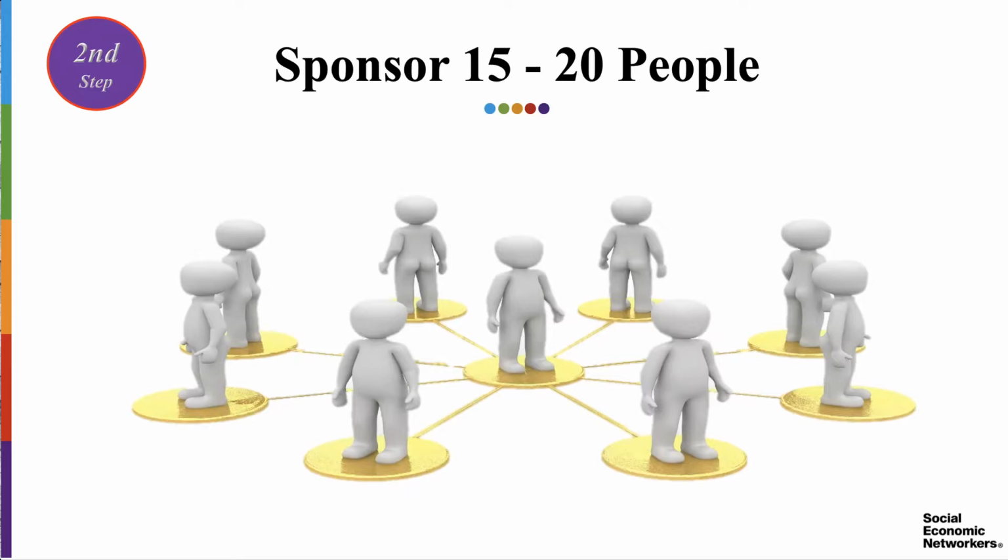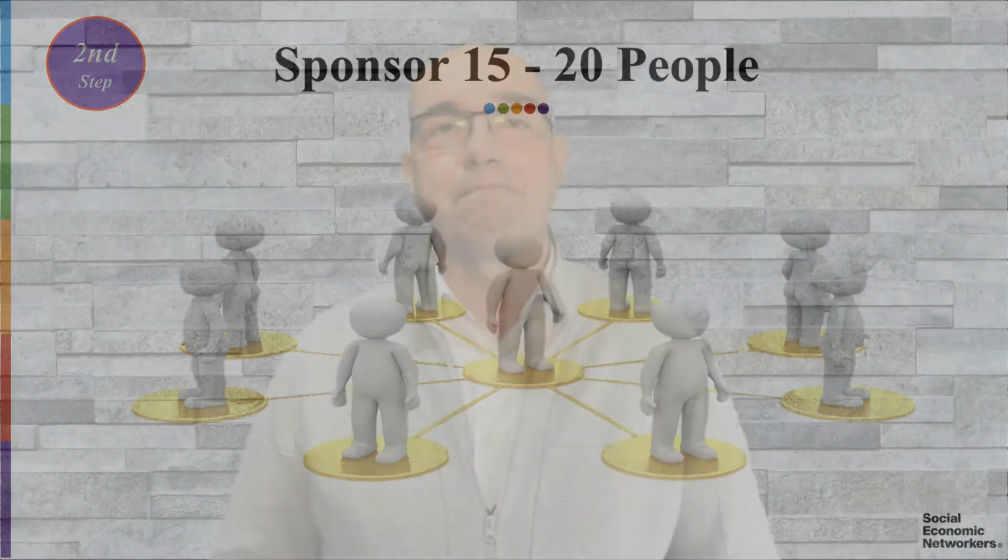The second of the 8 steps to building the network is to sponsor 15 to 20 people as soon as possible. Imagine how your organization would grow if each member of your team enrolled 15 to 20 people in the first or second months. This would create explosive growth that would give you a boost to take up new positions quickly.